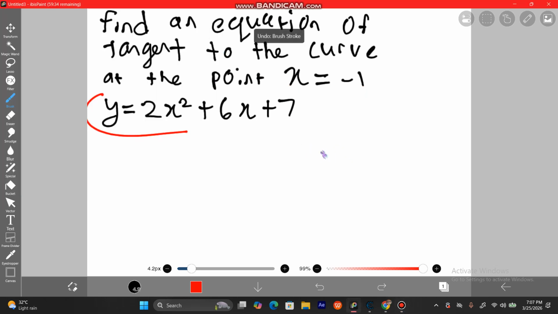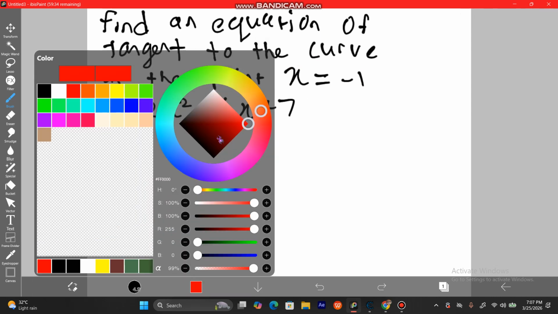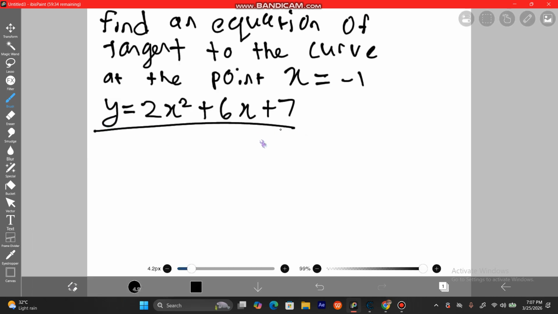Today I'm going to be teaching you how to find the equation of a tangent to the curve at a certain point. In order to find the equation of the tangent, given that you have the equation of the curve, for example this one here, and then you have the x coordinate, the first thing you want to do is differentiate the curve's equation. So we have dy/dx.